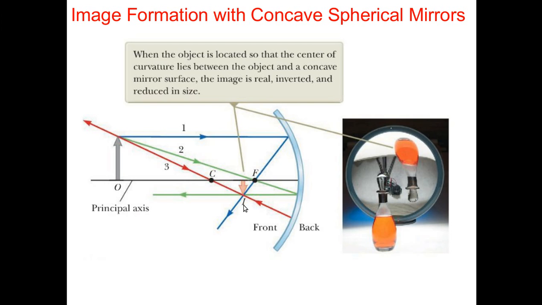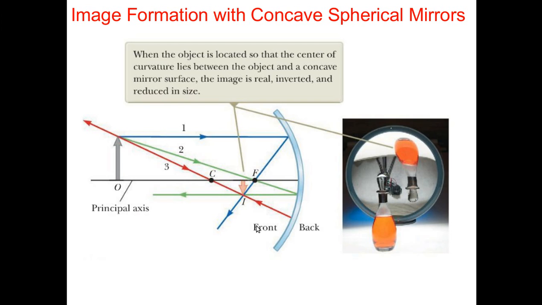So where is this image? Well, it's going to be somewhere between the object and the mirror. So it's actually being projected in front of the mirror. It's upside down, so we call that inverted. So the image is inverted. It's smaller, right? It looks smaller from the surface down to where the rays converge. It's smaller than the object.